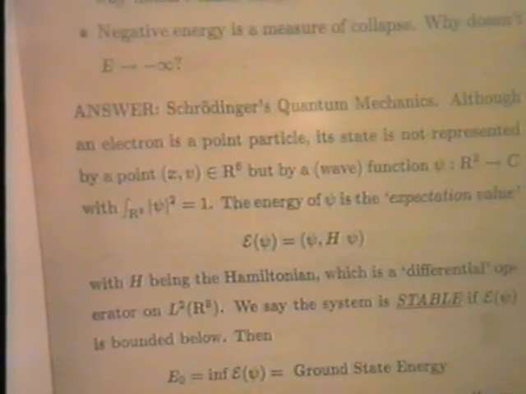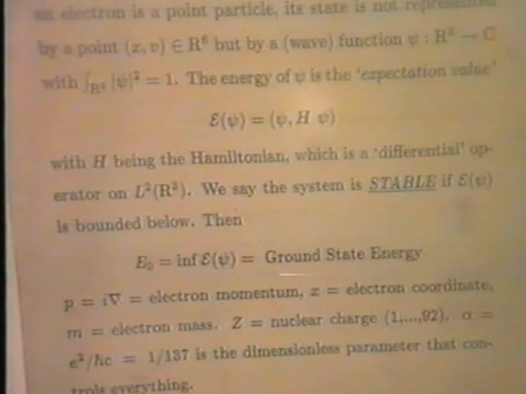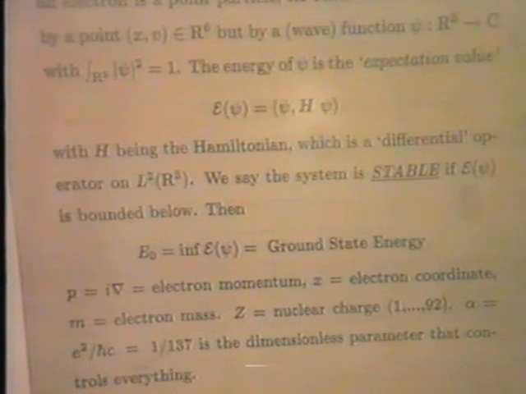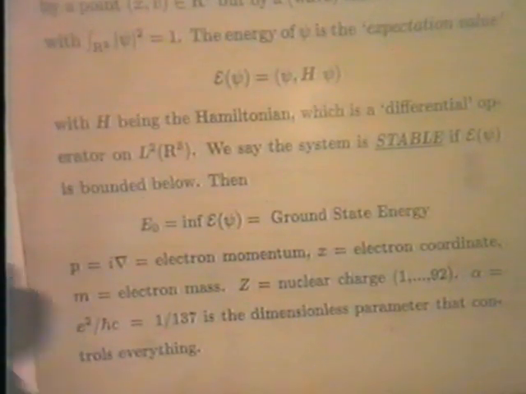And the energy, given the function that represents the electron, is the inner product in L2 of this function with a certain differential operator called the Hamiltonian. And we say that the system is stable if this energy is bounded below independent of psi. And that lower bound, which may or may not be an eigenvalue of this operator H, both cases occur in fact, that phenomenon is called ground state energy.